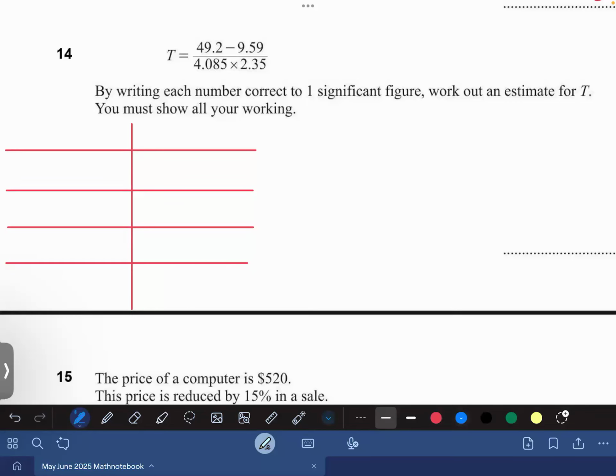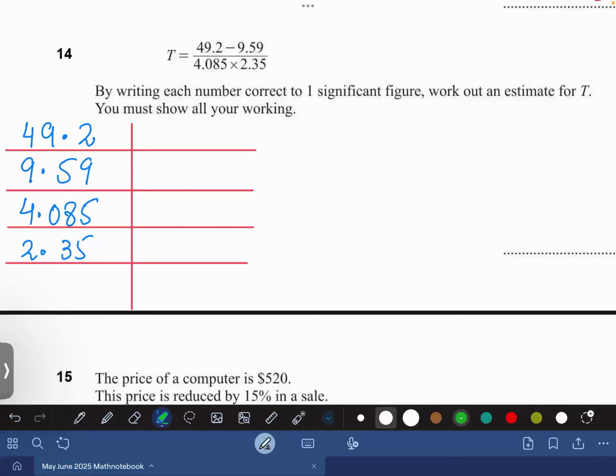So the 4 digits are: 49.2. The second digit is 9.59. The third digit is 4.085. And the fourth digit is 2.35. The question says by writing each number correct to one significant figure. So the first significant figure in 49.2 is 4. Here it is 9. Here it is 4. And here it is 2.